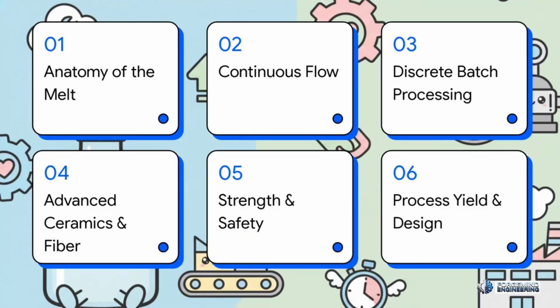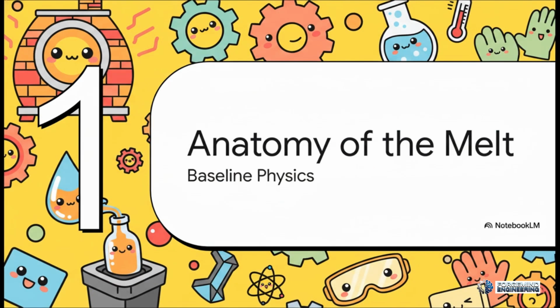Okay, let's look at today's agenda. We're going to cover the anatomy of the melt, continuous flow production, discrete batch processing, advanced ceramics and fibers, engineered strength and safety, and finally, process yield and design. Section 1, Anatomy of the Melt.